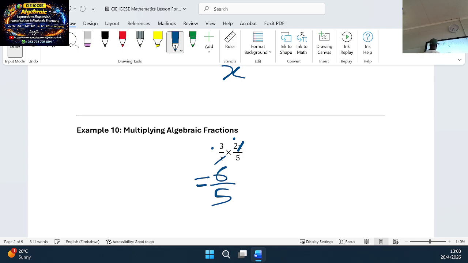That's my result today. I think basically that's it for the introduction to algebraic expressions, fractions, and their simplifications, as well as factorization for IGCSE extended mathematics.